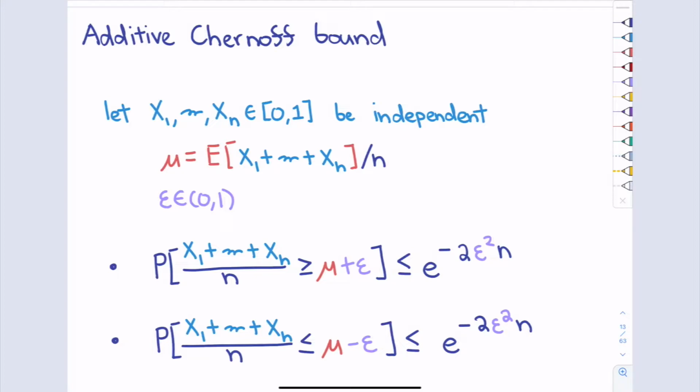Here was the additive Chernoff bound. As usual, we have a bunch of independent bounded random variables. And I'm looking at what are the odds that the observed average deviates from the true average by an additive epsilon. Okay, and we got something that was exponentially small in n. Same general themes: if you have a large number of random variables, it's going to be more and more concentrated.